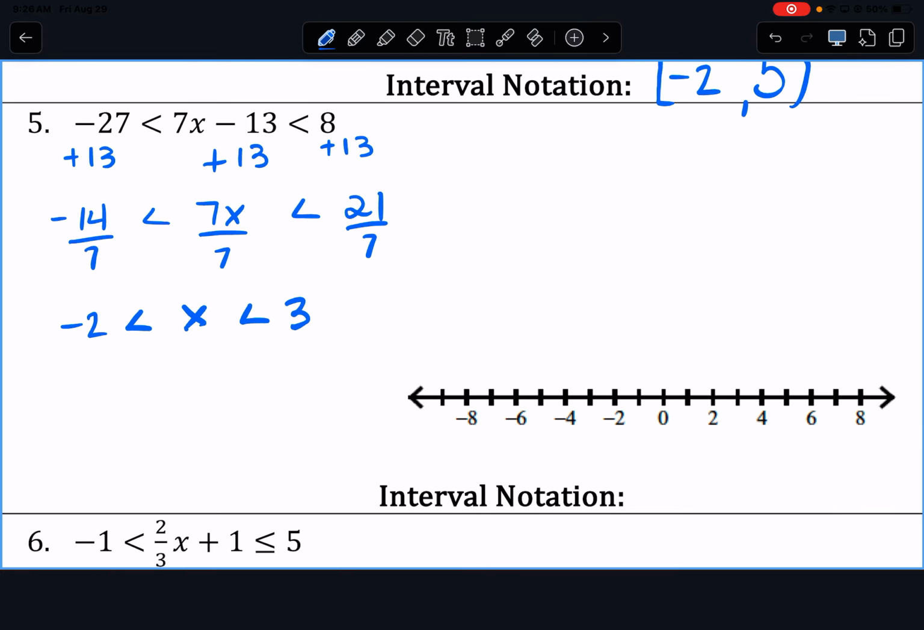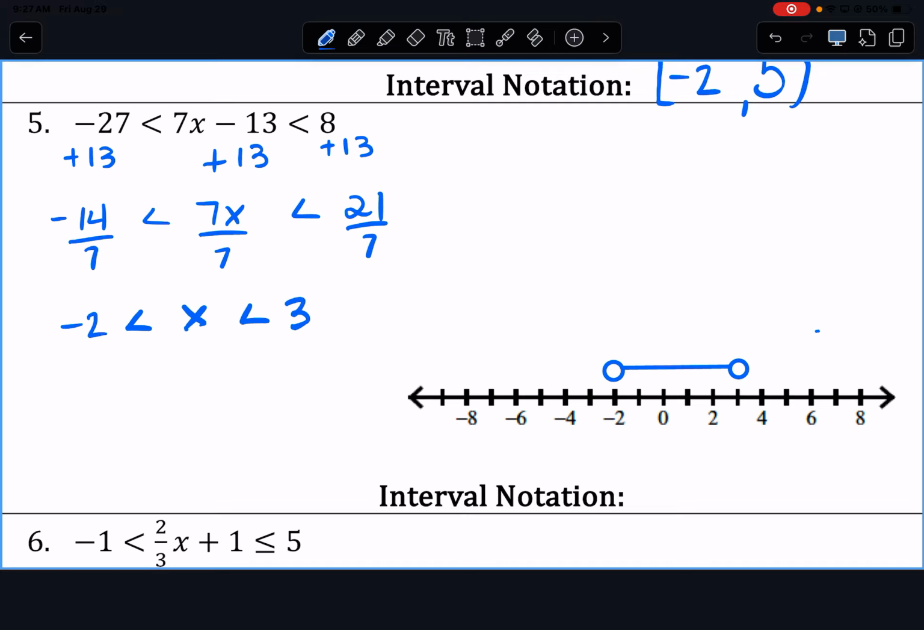So at negative 2, open or closed circle? Open. At 3, open or closed circle? Also open. Okay? Since it's an and inequality, does it graph together or apart? Together. So we just connect them. Wait, when is it not together? Or. Or goes apart.